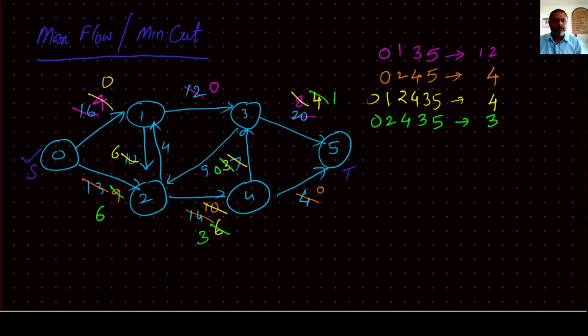Okay, now what this new route says, so nothing is available. So that is 16, 20, 23 is the answer. Now let me remove all old cases and retain only the fresh values.